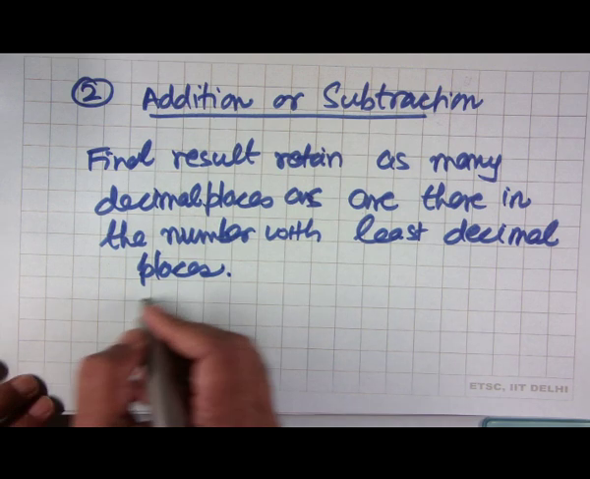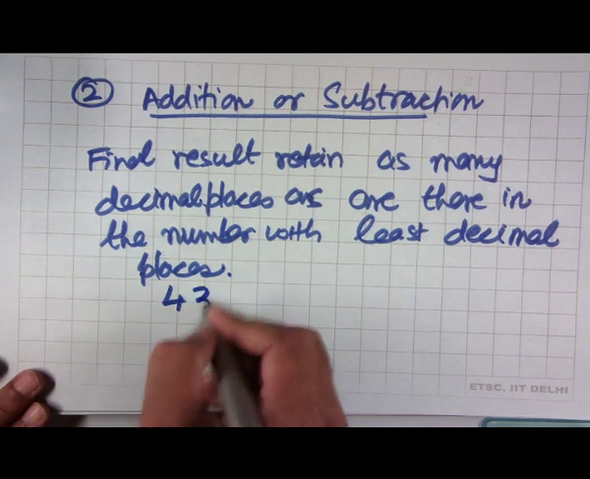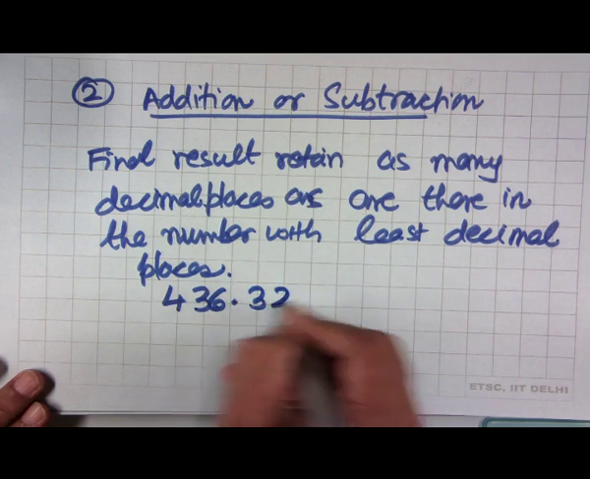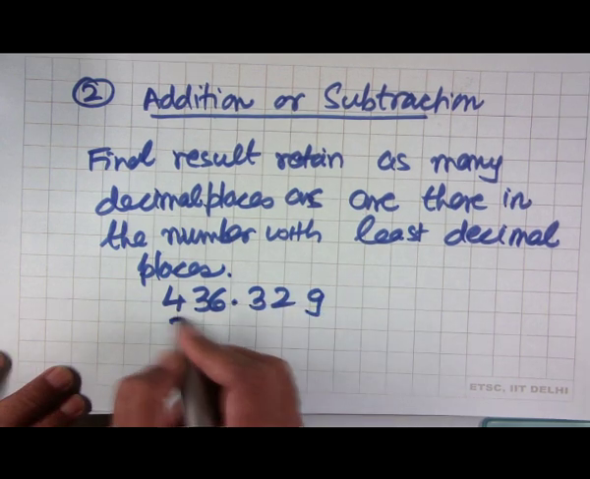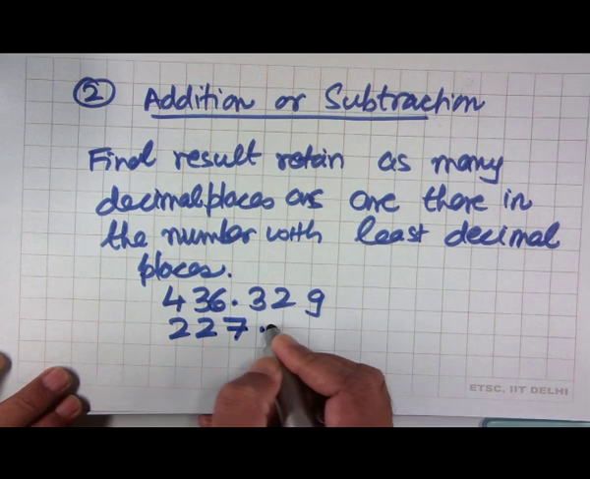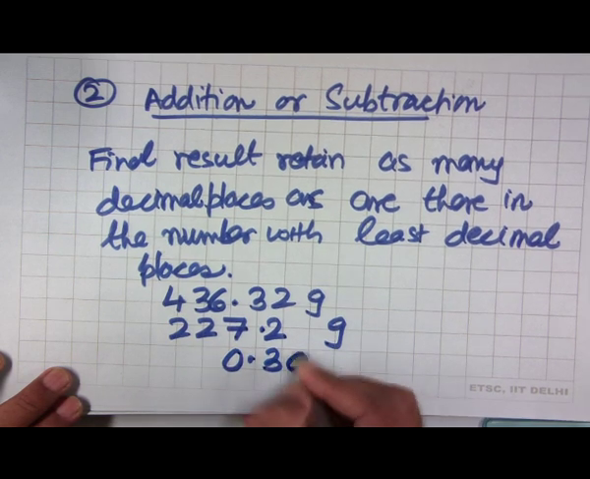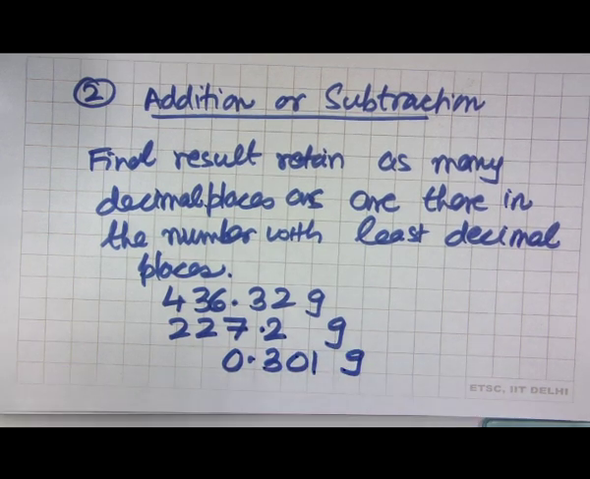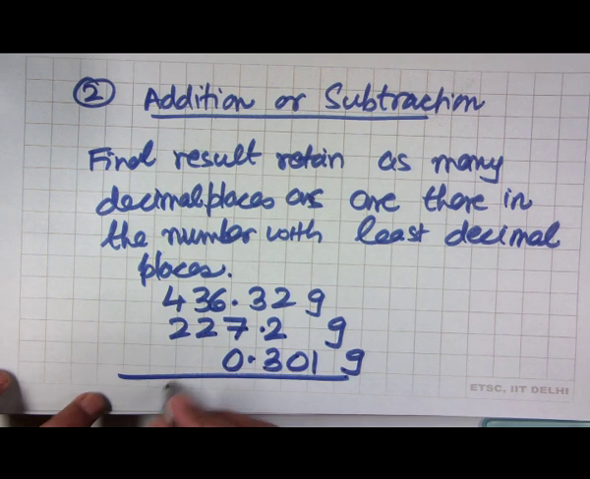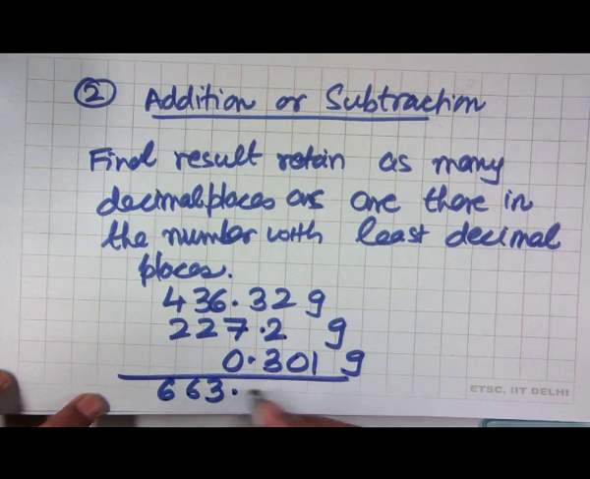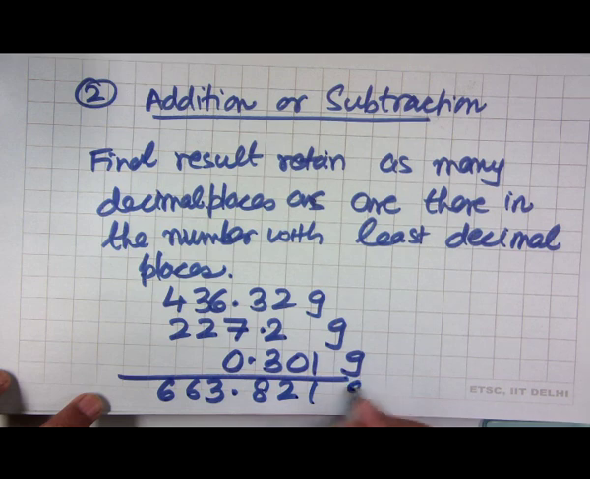Suppose I am adding up 3 masses, there is a mass 436.32 grams, there is another mass 227.2 grams, and then there is 0.301 grams. If I have to add up these three masses, then if we total them up, this comes out to be 663.821 grams.